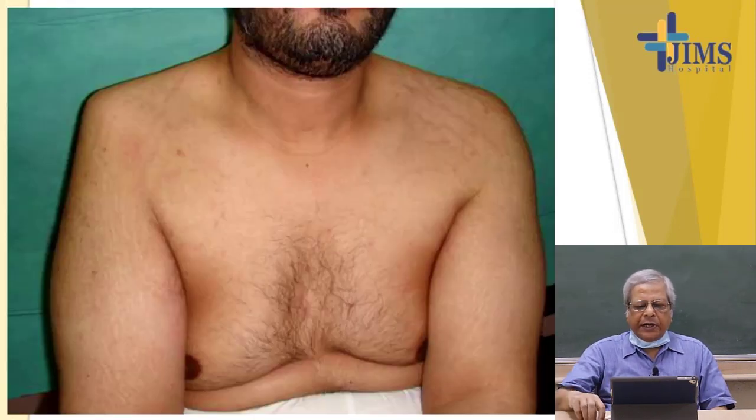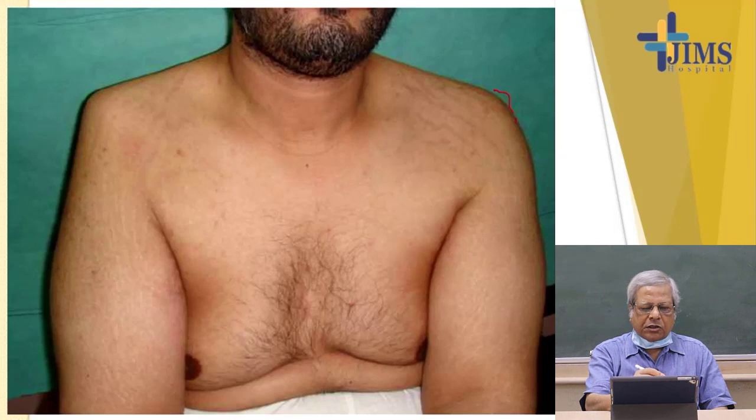This is the classical appearance of an anterior dislocation of the shoulder. The patient comes like this. The rounded contour of the shoulder, the contour of the deltoid, is lost. Here it's flat. The arm is apparently lengthened. The patient complains of severe pain here and is unable to move his shoulder. So this flattening of the contour of the shoulder is most diagnostic.